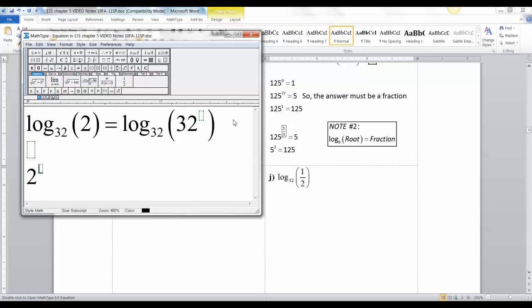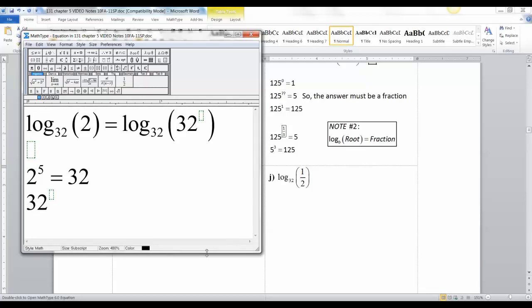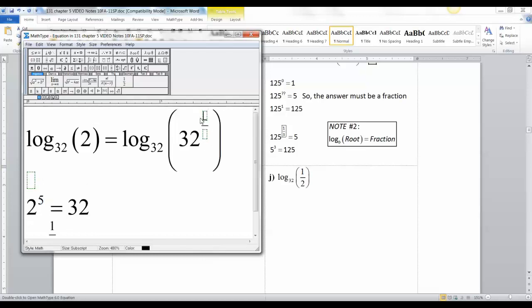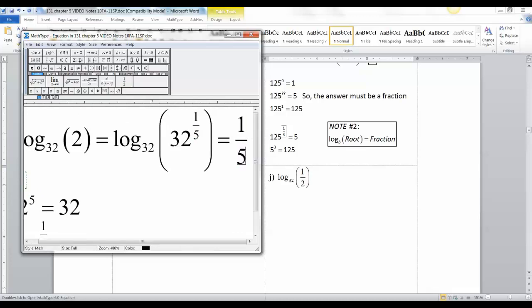Because 2 to the 5th is equal to 32, 32 to the 1/5 would be equal to 2. There it is. Ding, ding, ding. So it's 32 to the 1/5. He's the one I want. So this is 32 to the 1/5, and that's going to be equal to 1/5. Like that.